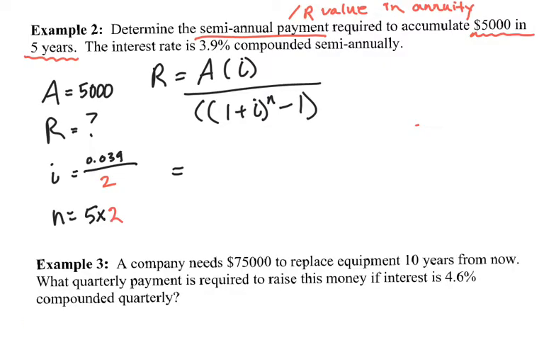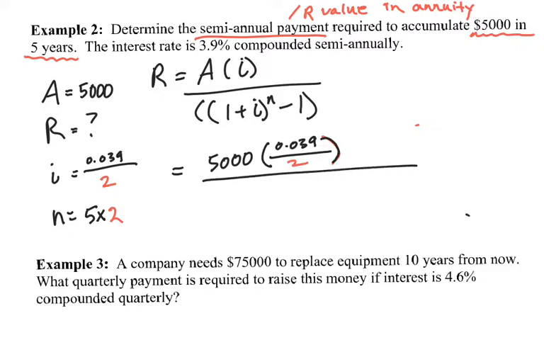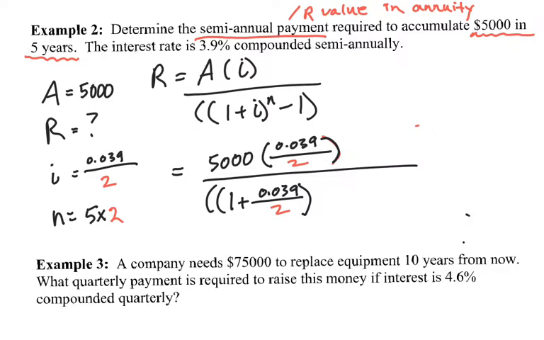Substituting, we get 5,000 bracket 0.039 divided by 2, and then we divide by bracket 1 plus 0.039 divided by 2 raised to the 5 times 2, which is 10, minus 1. Doing our final computation, we end up with R equaling about 457.68.